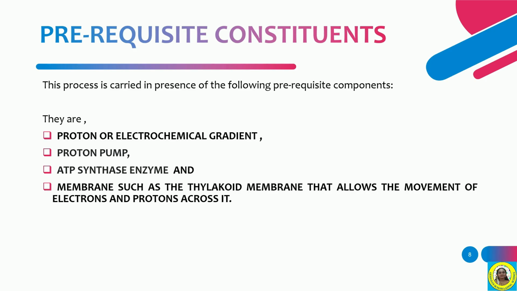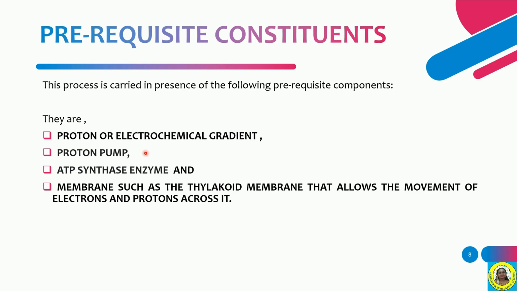Those basic components are the proton or electrochemical gradient. It can be called the proton gradient or the electrochemical gradient, which acts as the main driving force for this theory to be applicable, and then a proton pump. If there is a gradient, we require a pump to regulate that gradient. So necessarily we require a proton pump, and we also require the ATP synthase enzyme. Why? Because we need to produce ATP. That process of ATP synthesis is catalyzed by the ATPase enzyme. Thereby, it is also important for this process to completely occur.